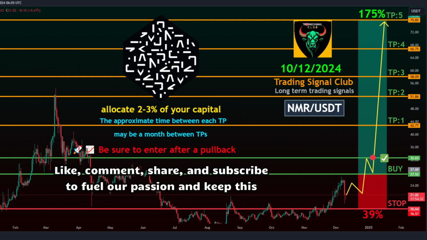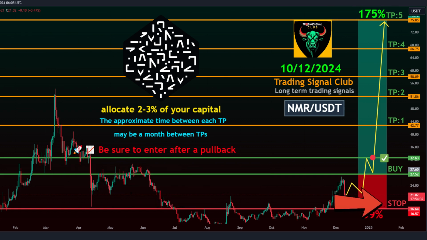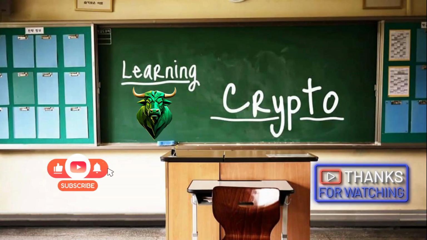Trading style, spot. Target time frame, about a month between TPs. Entry levels, 27.52 to 32.63. Take profit targets. Target 1, 42.77. Target 2, 51.86. Target 3, 58.09. Target 4, 66.75. Target 5, 75.85. Stop level, 16.64.